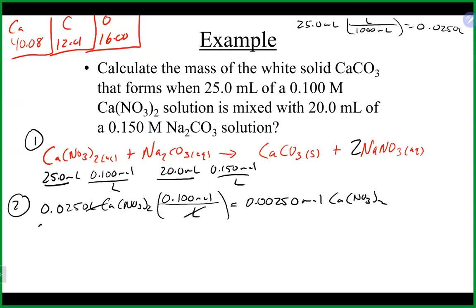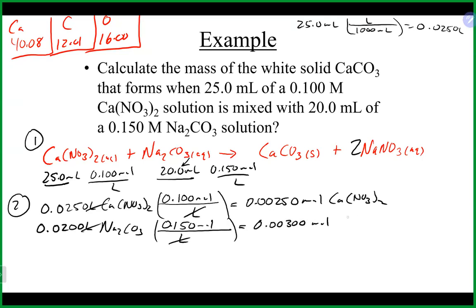We'll do the same thing for our other reactant. By converting into liters, we're going to divide this guy by 1,000, and that will be our sodium carbonate. Using the molarity of our sodium carbonate, which is 0.15 moles per liter, again, the liters will cancel, and that's going to get us 0.003 moles of sodium carbonate.